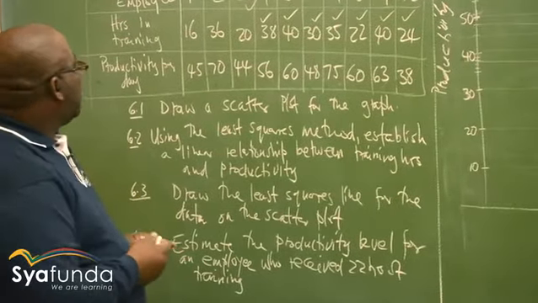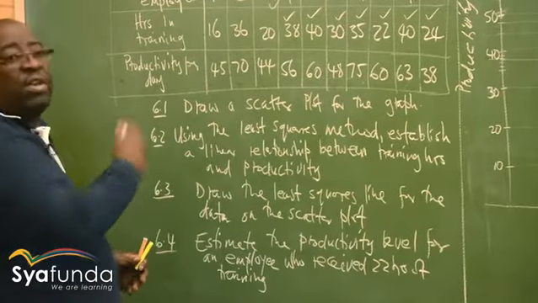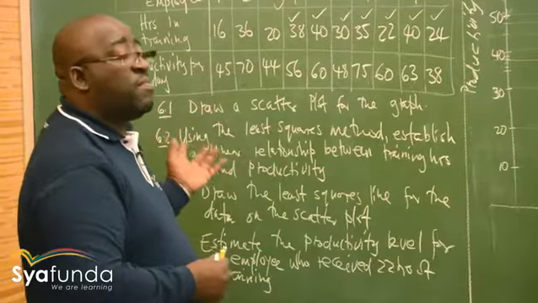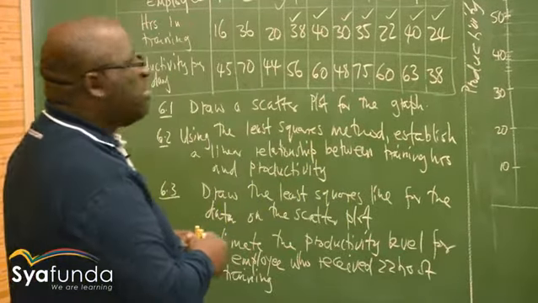Now the question is, draw a scatter plot for the graph. That's what we are required to do. Just take these points from paper and put them there on the diagram sheet. That's about 2 marks in your exams.